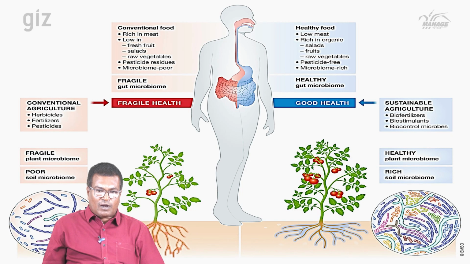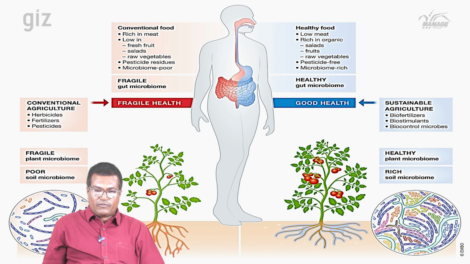If you see the left side of the picture, if the soil microbiome is not good, that is, they are not in sufficient variety and numbers, then the plant will be poor in its growth and it will give very low quality or poor quality food. If the man happens to consume this poor quality food, his system also will be poor and his health will be fragile. He will not have good health.